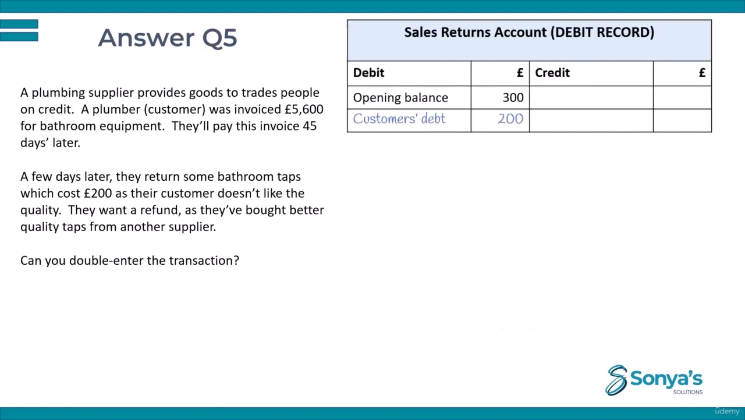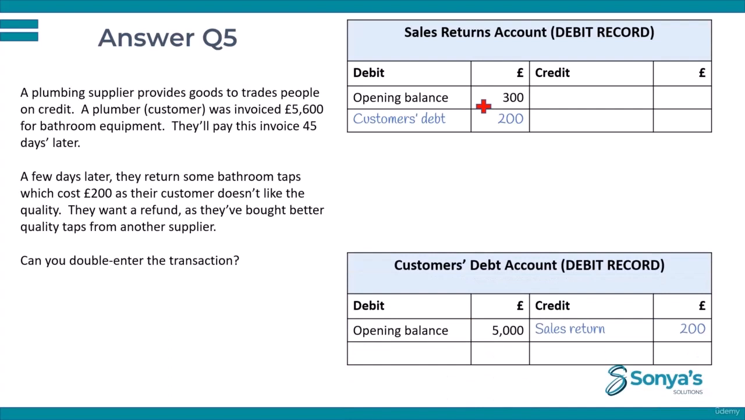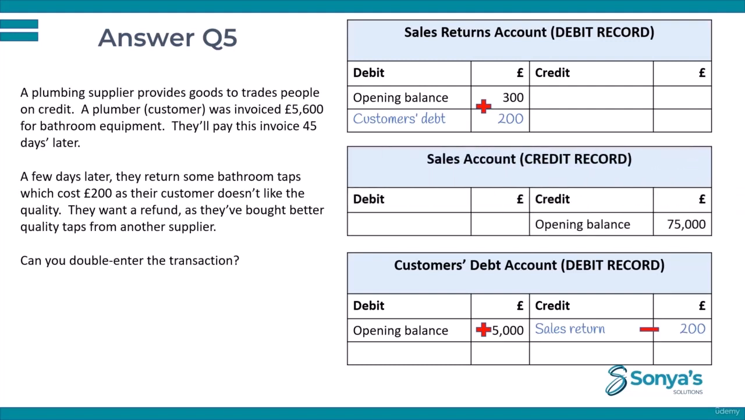The sales returns account is a debit record with a debit opening balance. We add £200 to the opening balance with a debit entry. The balance is now £500. The customer's debt account is also a debit record as it's a business asset. To reduce the amount customers owe, we credit it. The balance on this account is now £4,800. We never use the debit side of the sales account.